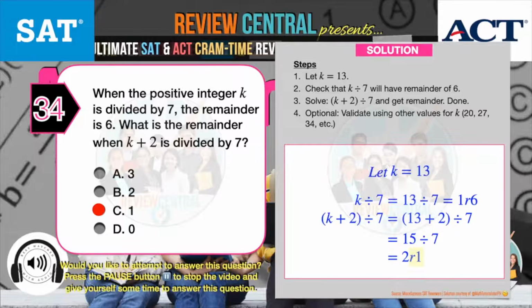Fair question. So let's go ahead and check to validate our answer. Aside from 13, what's another number that, when divided by 7, will have a remainder of 6? The next one should be 20, and then 27, and then 34, and then 43, and so on. You may go ahead and validate our answer by using other values for k. For as long as k divided by 7 will have a remainder of 6, k plus 2 divided by 7 will always have a remainder of 1.